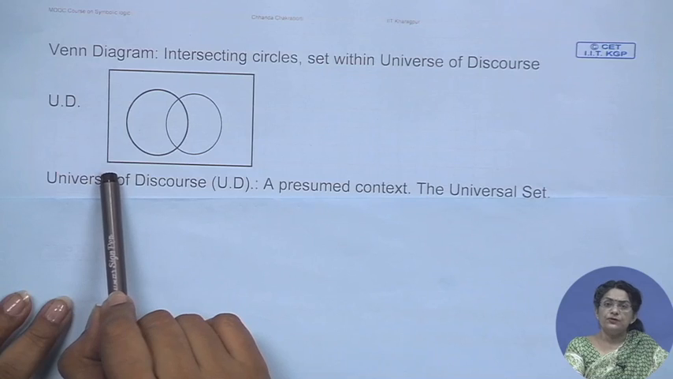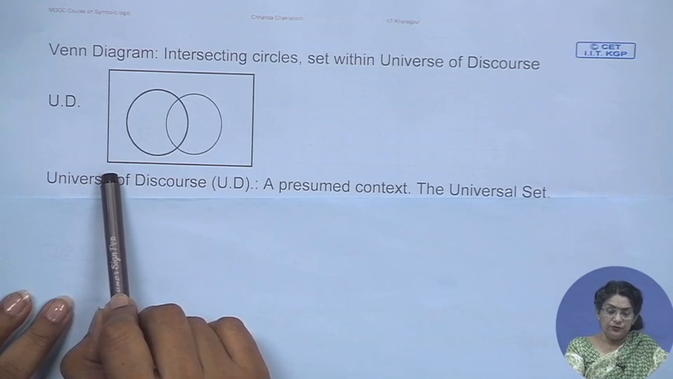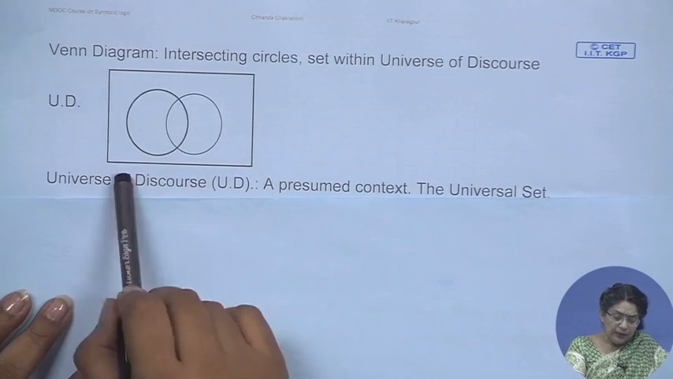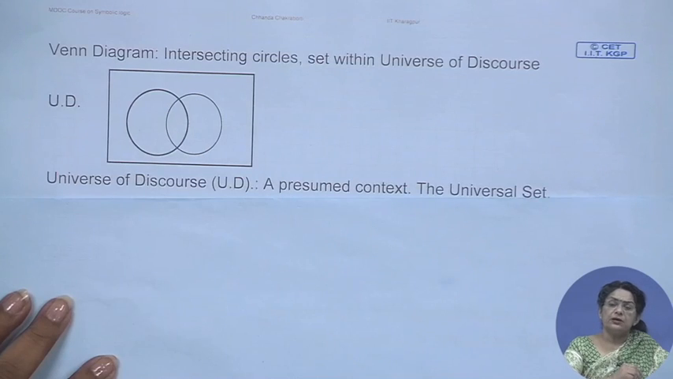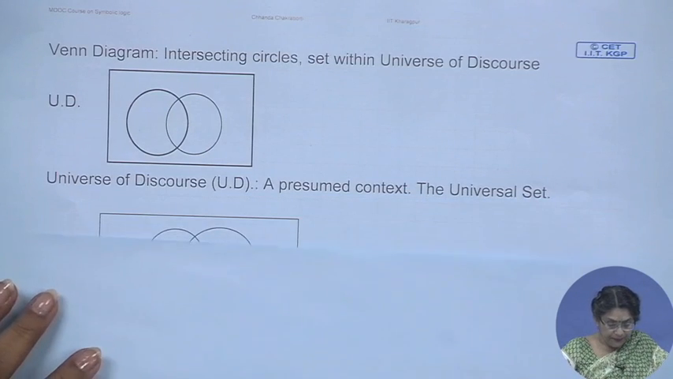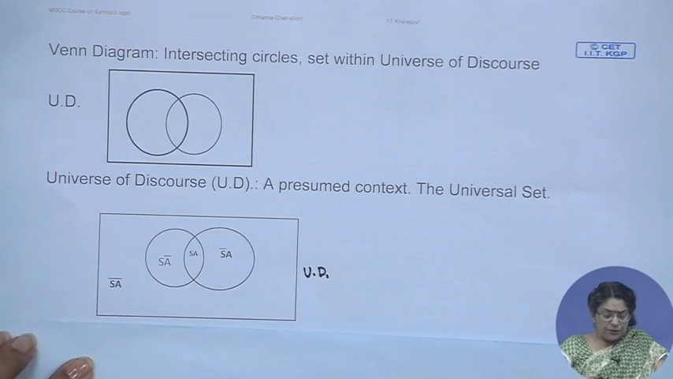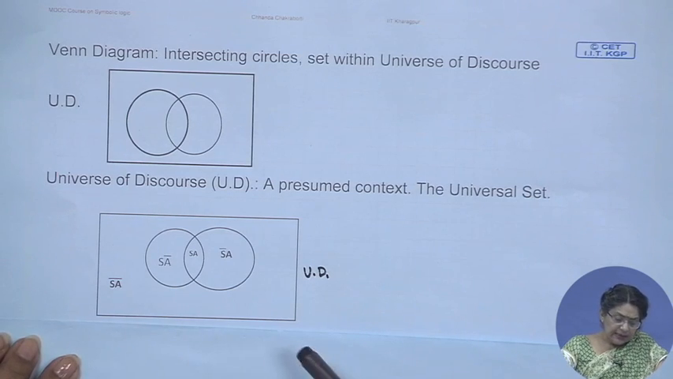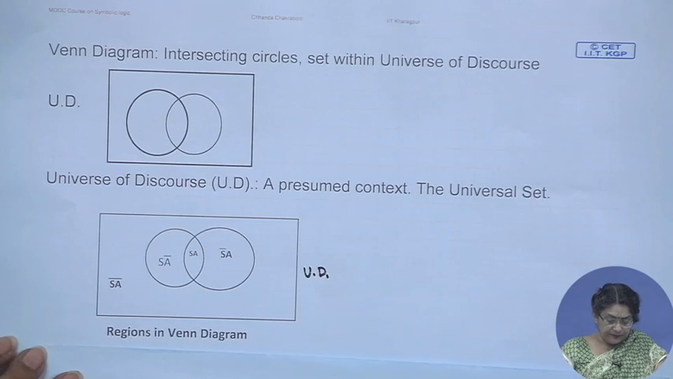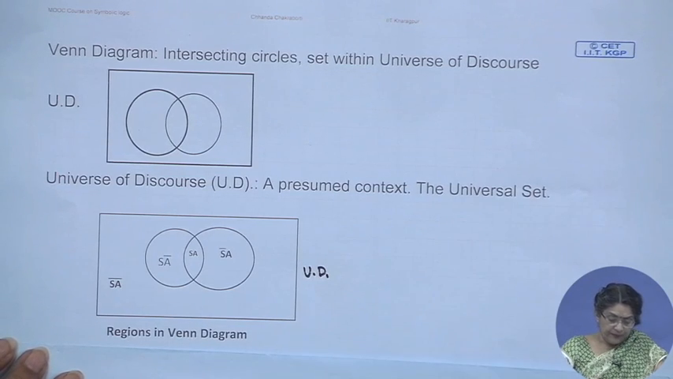So this is going to be something to remember. We need the universe of discourse for a Venn diagram. No Venn diagram is complete without the universe of discourse, and then within this presumed context, you place your circles, the overlapping circles. If we use two, remember we are talking about two classes, so let us call these two arbitrary classes S and A. Then let us see how we can understand the regions within the Venn diagram.